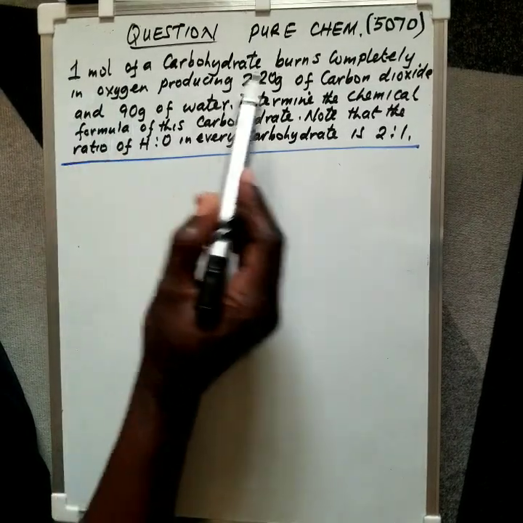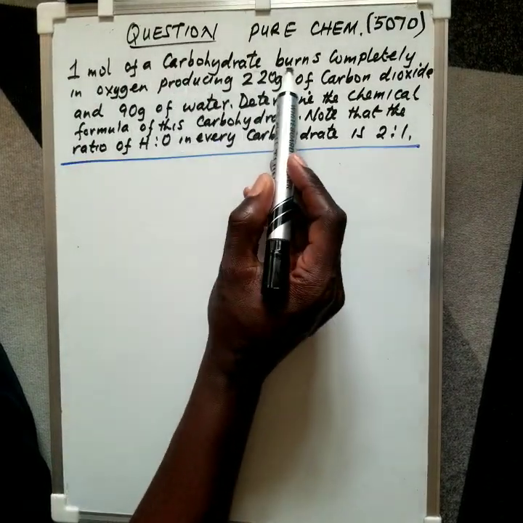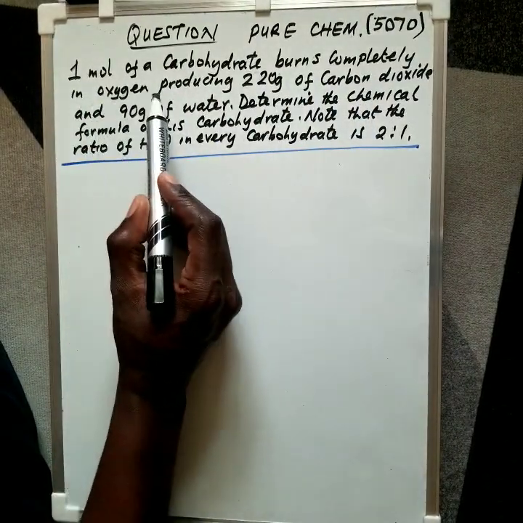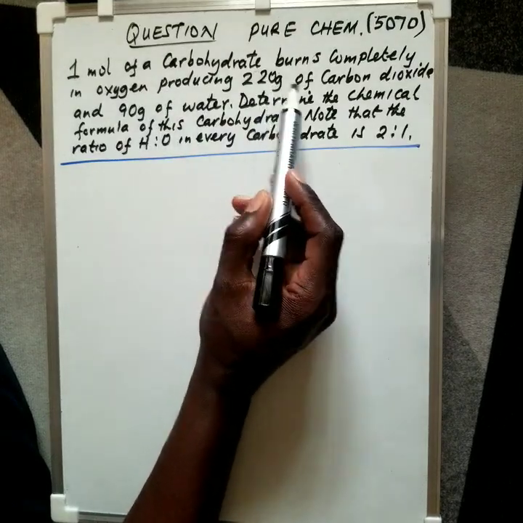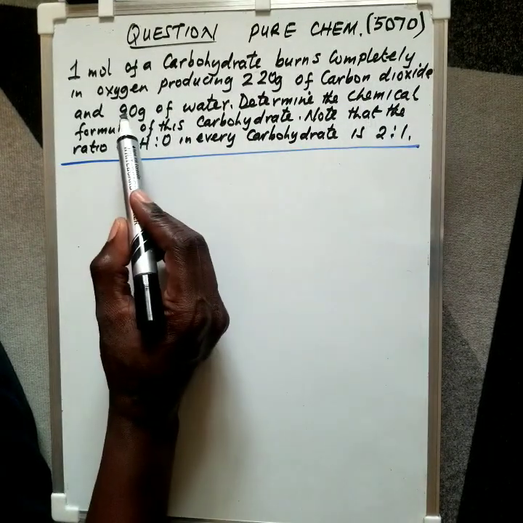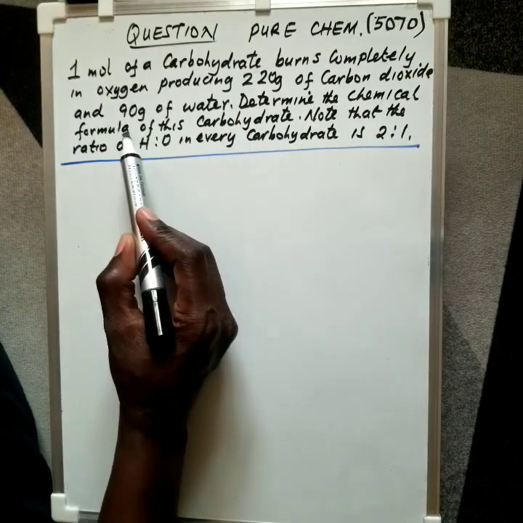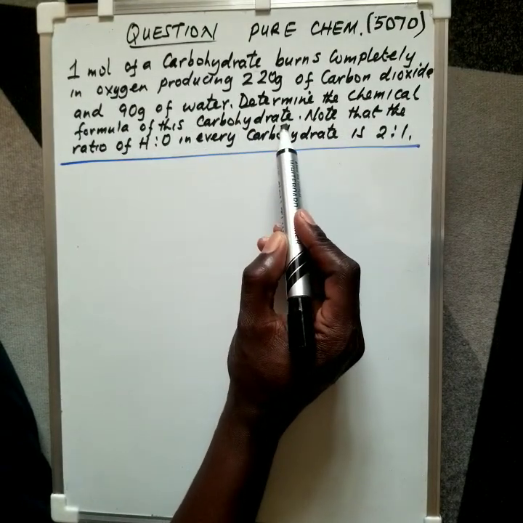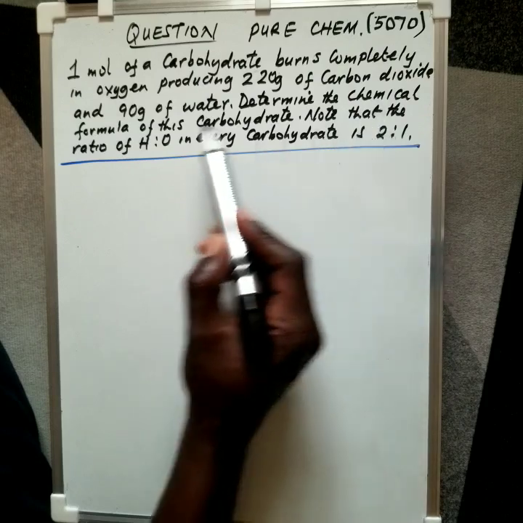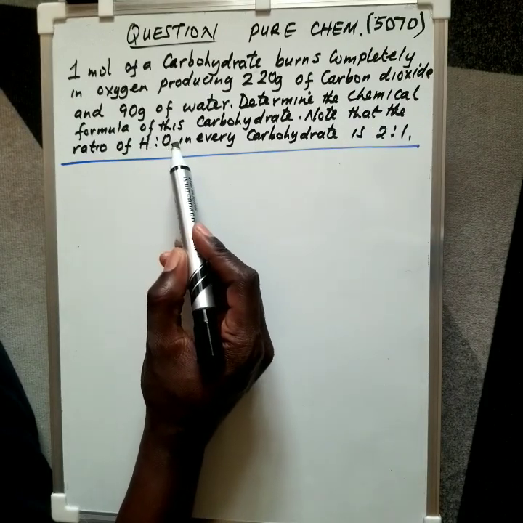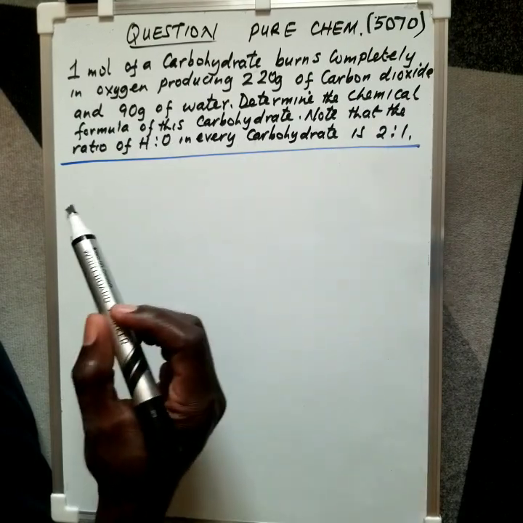The question says that 1 mole of a carbohydrate burns completely in oxygen, producing 220 grams of carbon dioxide and 90 grams of water. Determine the chemical formula of this carbohydrate. Note that the ratio of hydrogen to oxygen in every carbohydrate is simply 2:1.